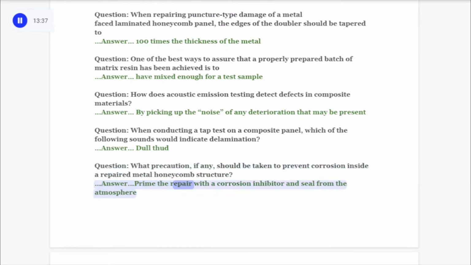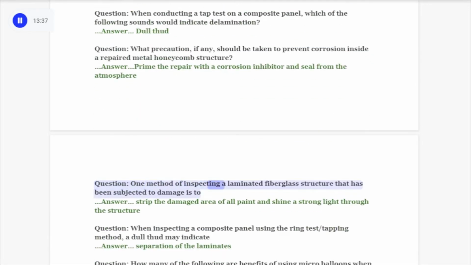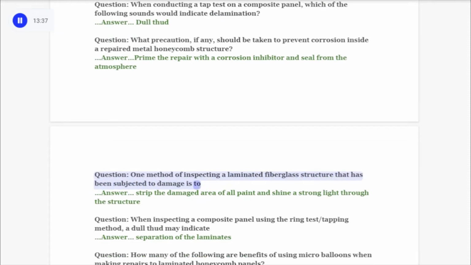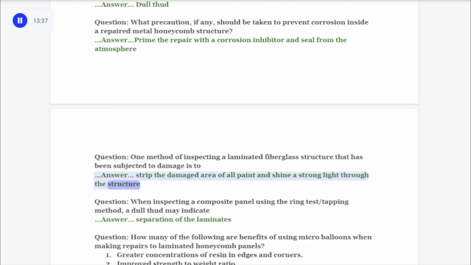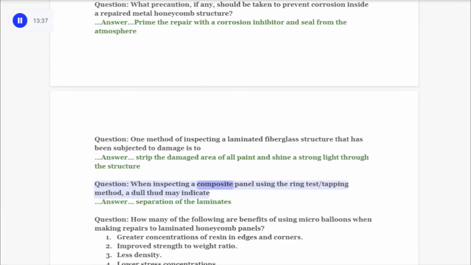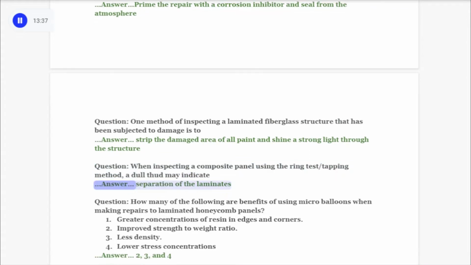Question: what precaution, if any, should be taken to prevent corrosion inside a repaired metal honeycomb structure? Answer: prime the repair with a corrosion inhibitor and seal from the atmosphere. Question: one method of inspecting a laminated fiberglass structure that has been subjected to damage is to. Answer: strip the damaged area of all paint and shine a strong light through the structure. Question: when inspecting a composite panel using the ring test/tapping method, a dull thud may indicate. Answer: separation of the laminates.